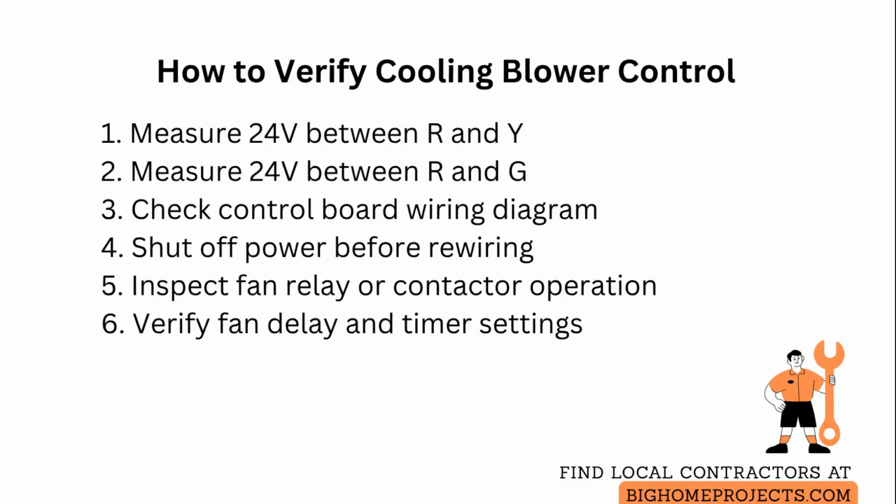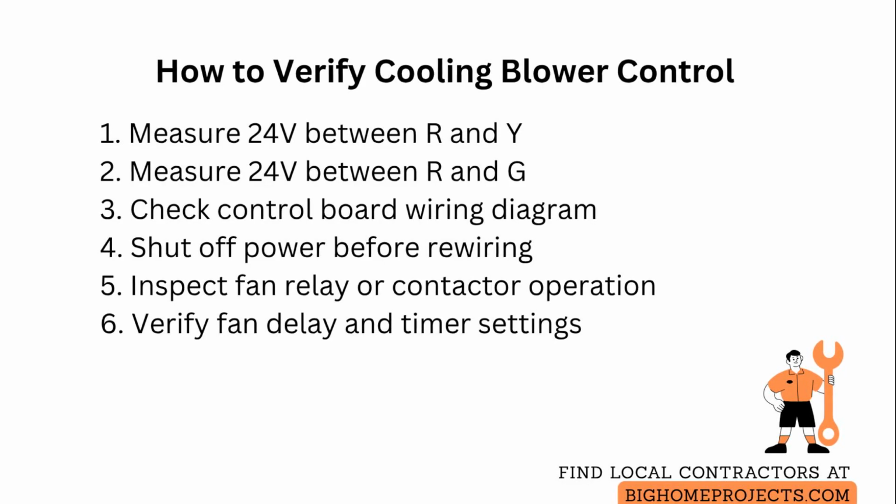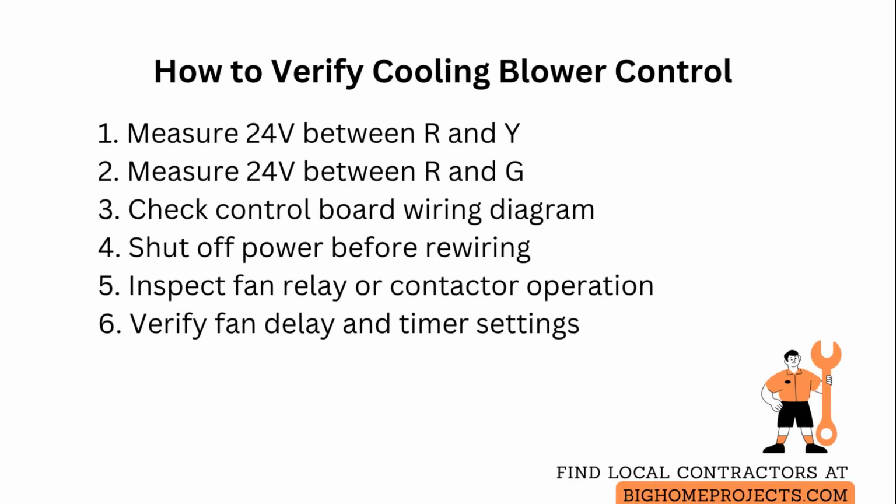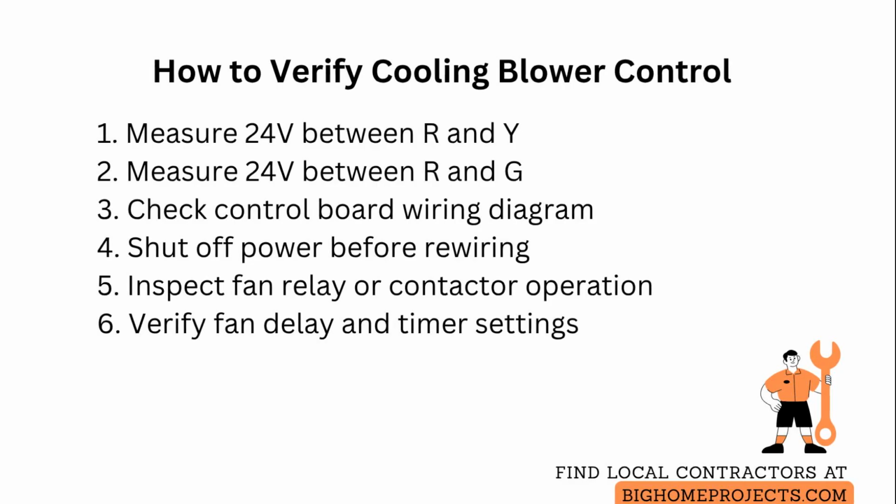When troubleshooting, measure 24 volts between R and Y to confirm the cooling call, then measure 24 volts between R and G to see if the board is commanding the blower. If you do not see the expected voltage at G, but Y has voltage, the issue is likely on the control board or its firmware settings rather than the thermostat.